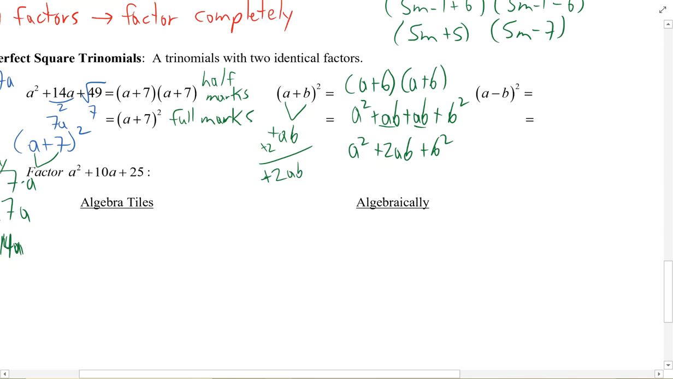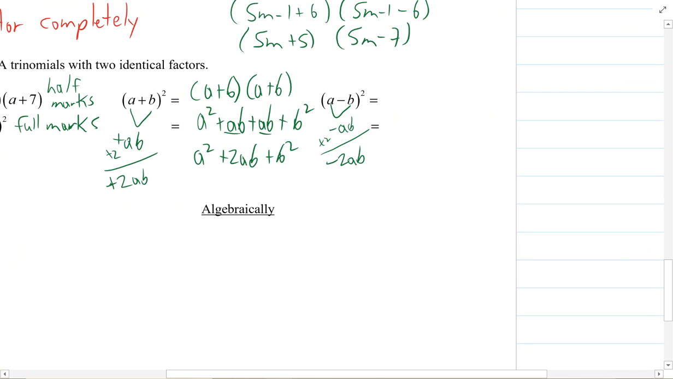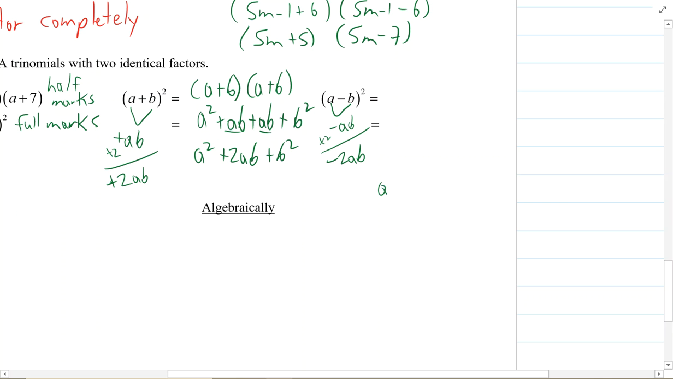So let's try the shortcut with the next one. Multiply a times negative b. That gives you negative ab. Then double it. And so you get negative 2ab in the middle. So I'd square the first term, multiply together and double, and square the last term. Okay, let's see if this works out. I'll show it the long way now.